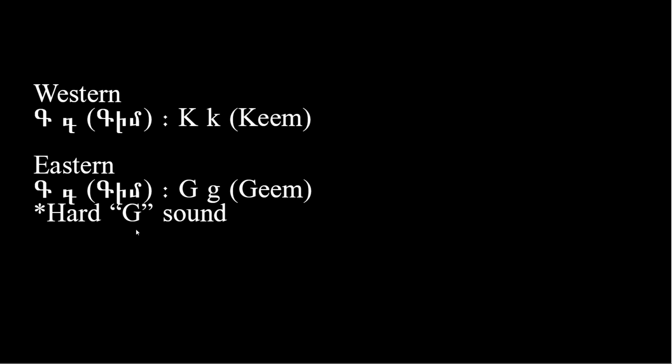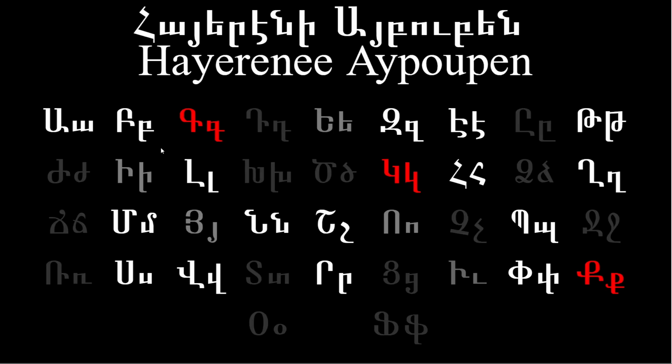Gim, with a hard G sound as opposed to a J sound. So Gim. And then Western, it's Kim. So here's the group again. We've unlocked 2 out of the 3, and we have this one remaining.